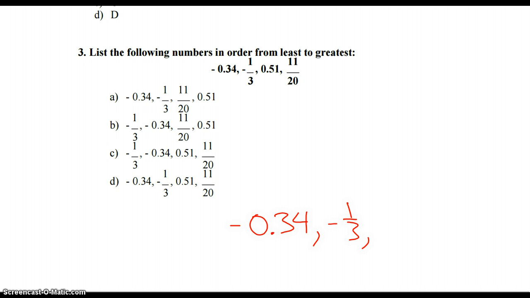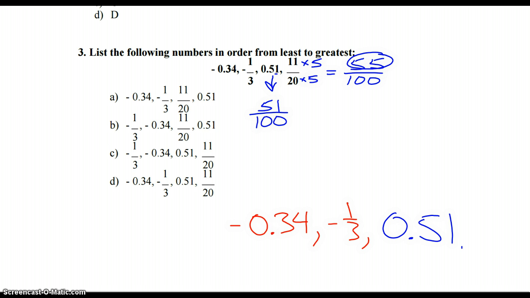Now let's compare real quick the last 2. This one is in the hundredths place, so I'm going to put this as 51 over 100. 51 hundredths is how we can say that number as a decimal and as a fraction. And I can easily turn this fraction into something over 100 as well. 55 over 100. So which one's bigger? 55 over 100 is larger than 51. So I would go 0.51 and then 55 over, or 11 over 20, sorry.